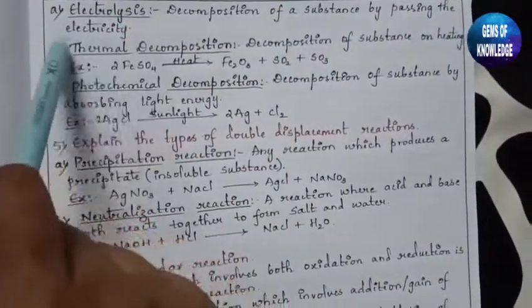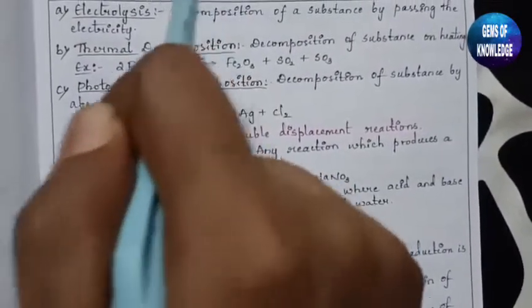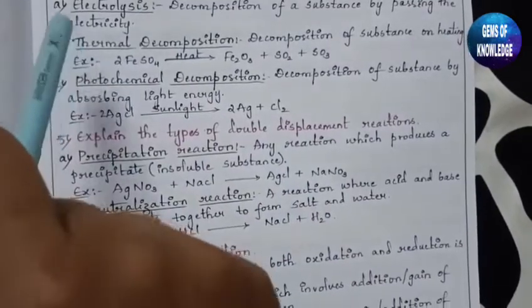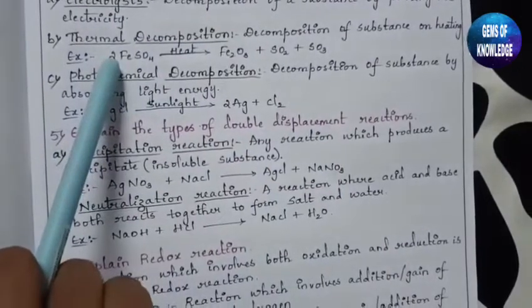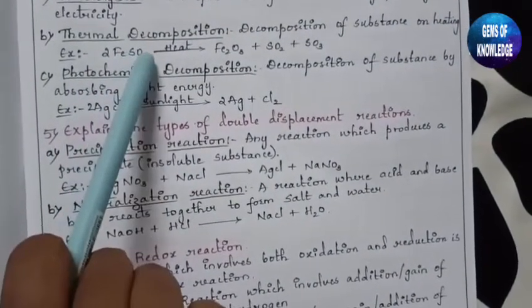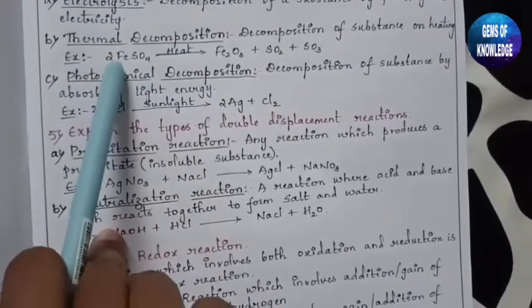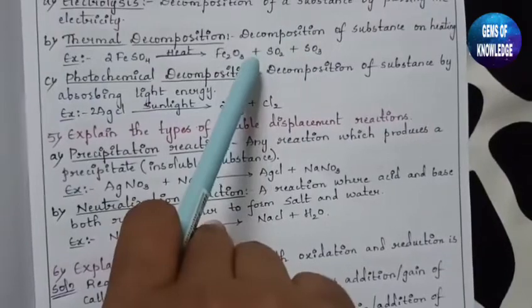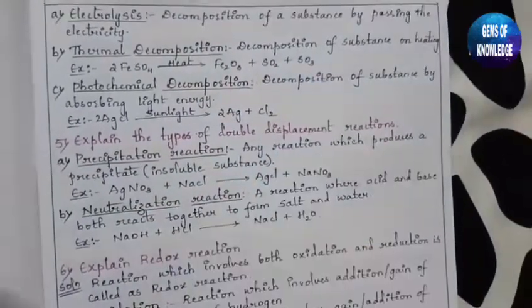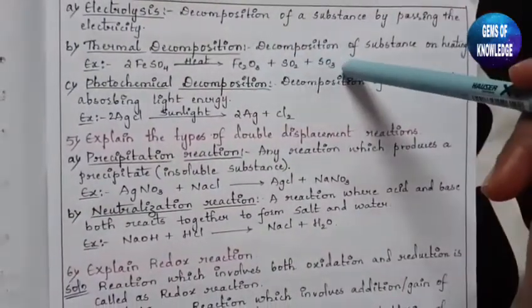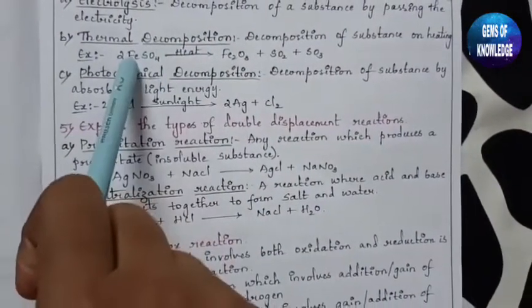Thermal is nothing but heat. So the decomposition of a substance because of heat is called a thermal decomposition reaction. You can see here, if there is FeSO4, which is iron sulfate, and you provide heat to this iron sulfate, it gets separated into Fe2O3, SO2 and SO3. These are the three components which are formed after thermal decomposition, after providing heat to this FeSO4.